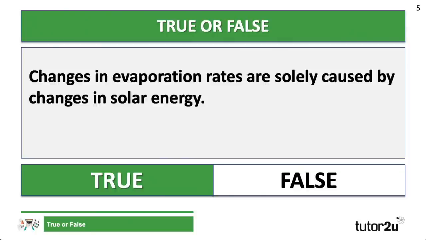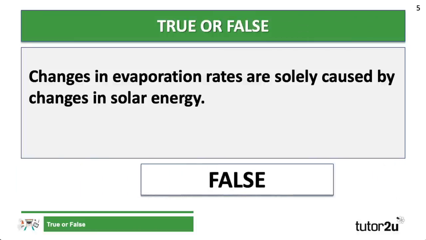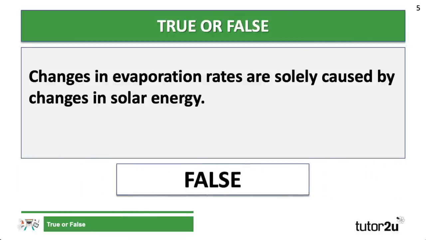And then we have this last one, this last true or false. Changes in evaporation rates are solely caused by changes in solar energy. What do you think? Sounds a bit dubious to me, John. Can you reveal the answer? Yeah, and of course that one is false.